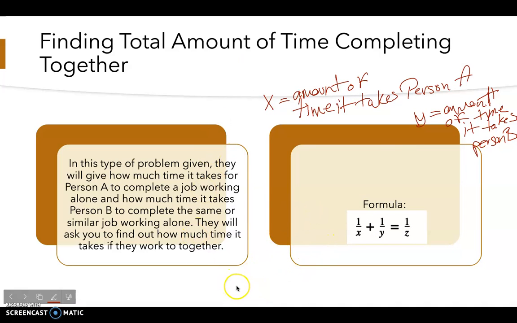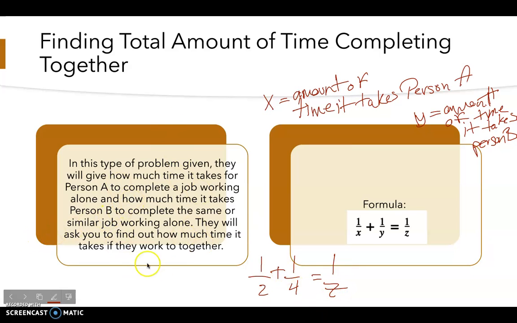Now, if person A worked for 2 hours and person B can complete it in 4 hours, then how much do they work together? So that means I'll have 1/2 plus 1/4 equal to 1/Z. Then you're just going to solve for it. You're just going to add them.